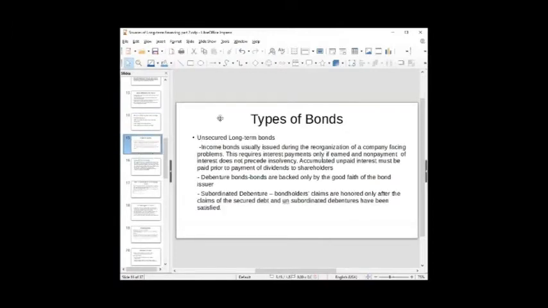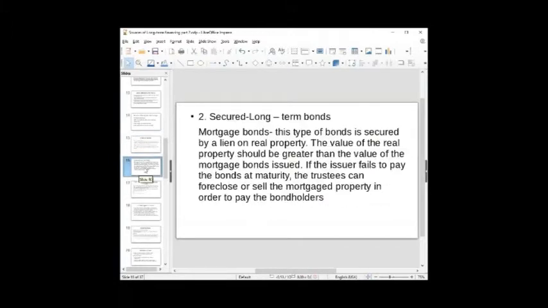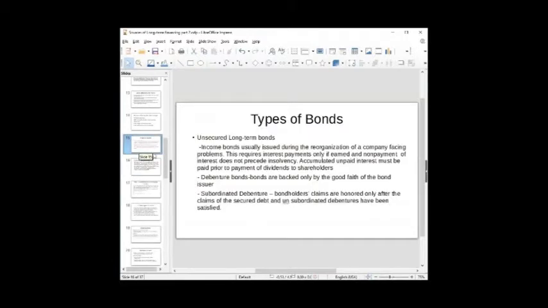What are the different types of bonds? We have the unsecured long-term bond and the secured long-term bond. Now, let's first discuss these unsecured long-term bonds. When we say unsecured, there's no collateral, there's no security on that investment. No? So income bonds are usually issued during the reorganization of a company that is facing problems.